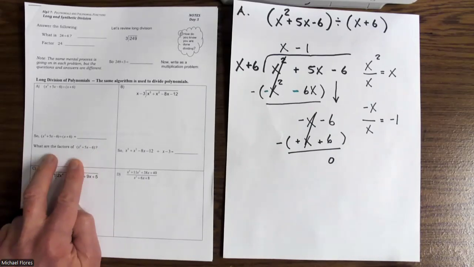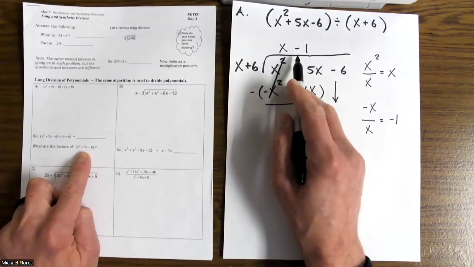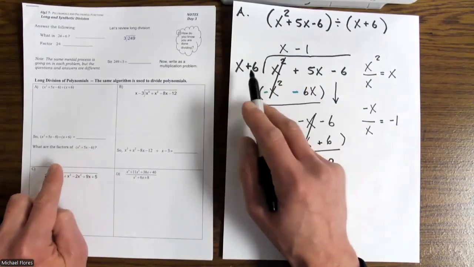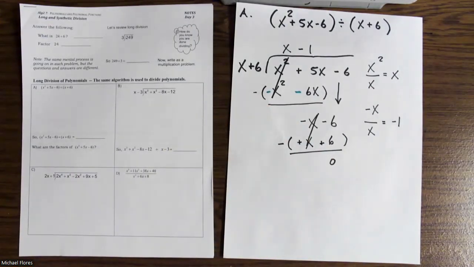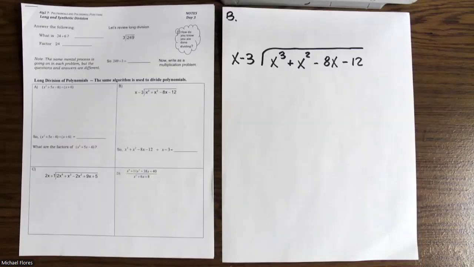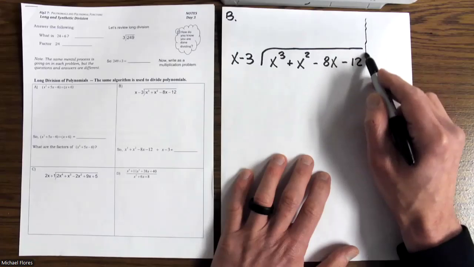So what are the factors of this here? Well, one of them is x minus 1. And the other one was what we divided the problem by, x plus 6. Okay, now example B. I'm going to section off some space from here.